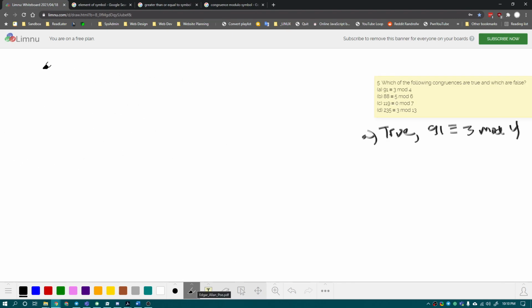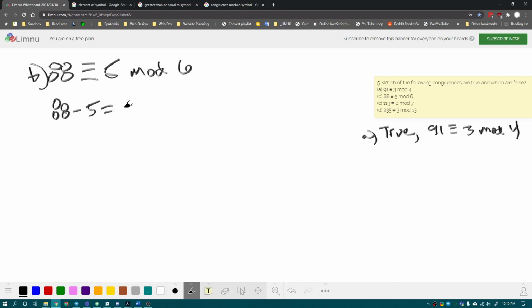All right. Second one is B. 88 is congruent to 5 mod 6. Arena, could you help me with this one, please? So you do 88 minus 5 equals 6k.